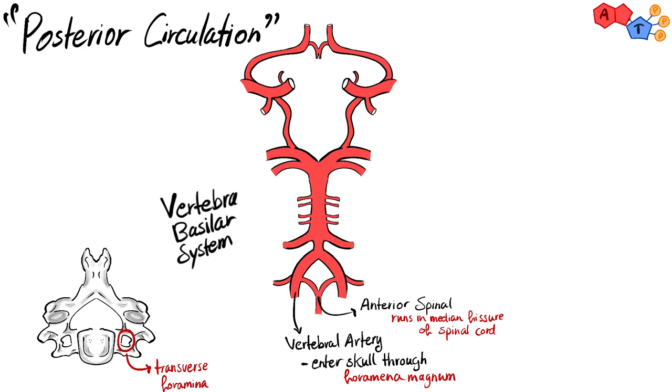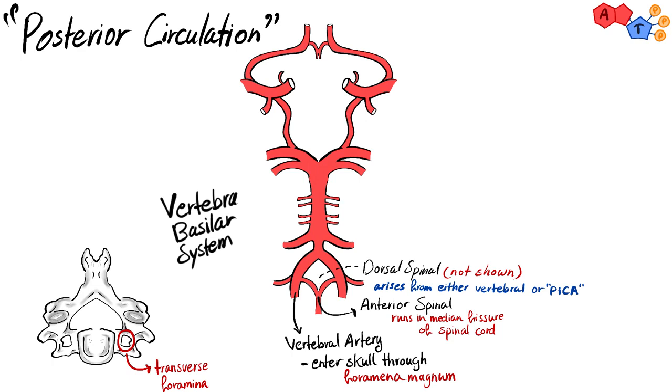of the spinal cord. Also, from left and right vertebral arteries, the posterior spinal arteries will travel along the dorsal part of the spinal cord, and they will travel as two separate arteries. They arise either from the right and left vertebral arteries, as we mentioned, or they may arise from the posterior inferior cerebellar artery, which we will be discussing next.